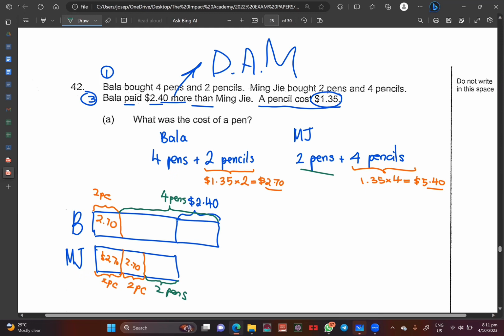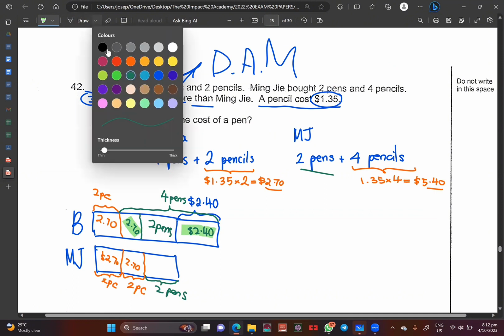Right, so we mirror image up again. We have a 270 over here. We have 2 pens over here. And then we have a 240 over here. True? Now, what does it tell you from here? What can you see from here? You can obviously see that 2 pens is actually equal to 270 plus 240.